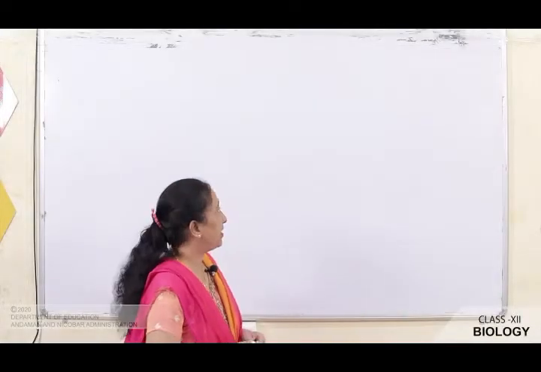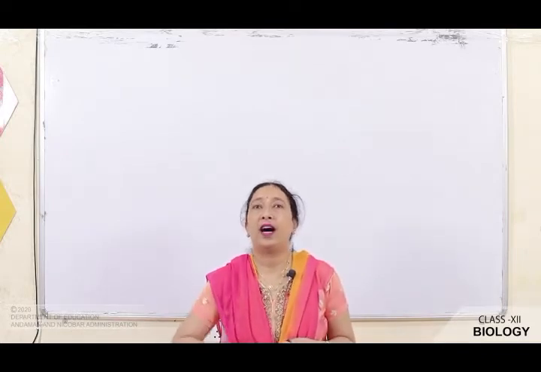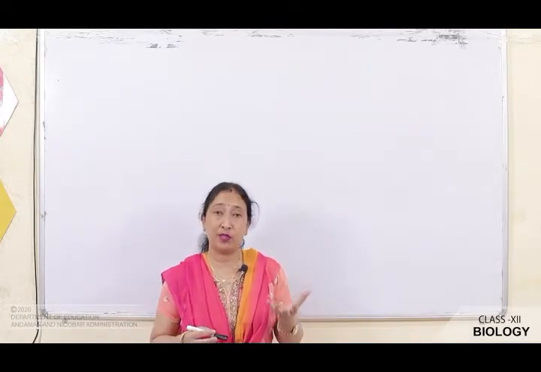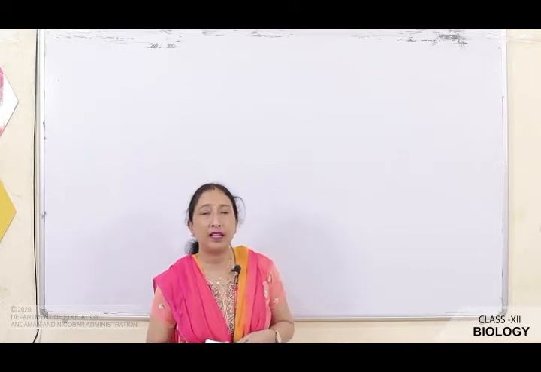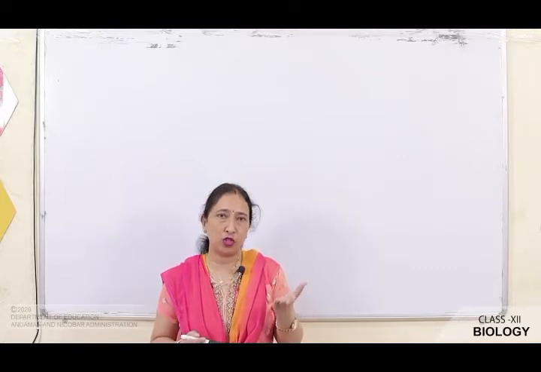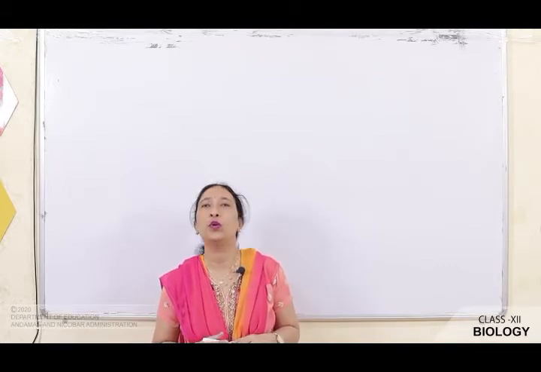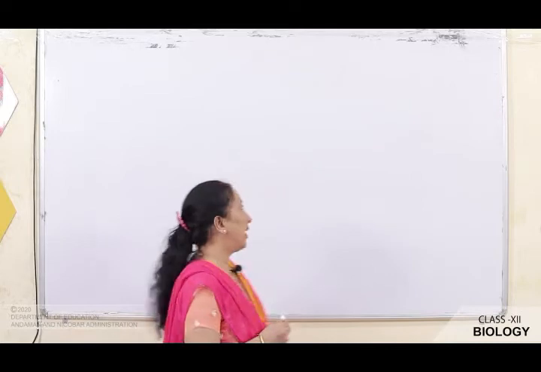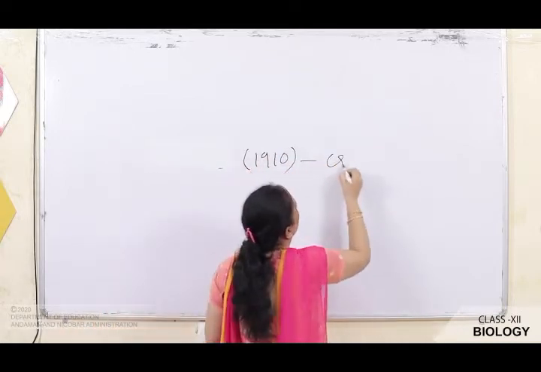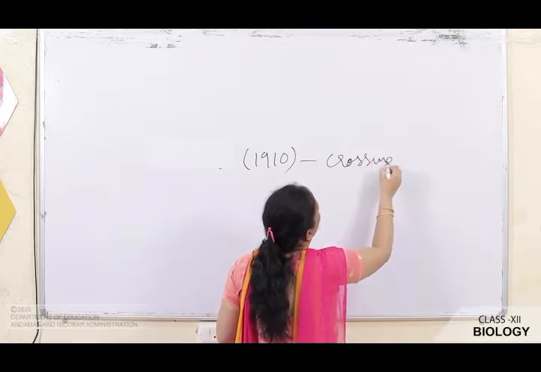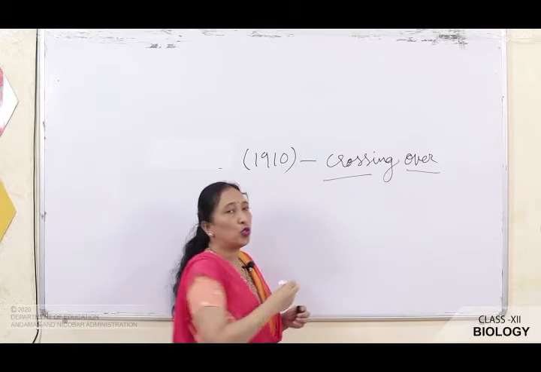In the last class we had seen how the new characters are being formed and how the chromosomal theory was given by Sutton and Boveri based on Mendelian principle. Similarly, Sutton and Boveri, he was a student in the Columbia University, gave the chromosomal theory in 1902. Mendel was also there. He coined the term crossing over.